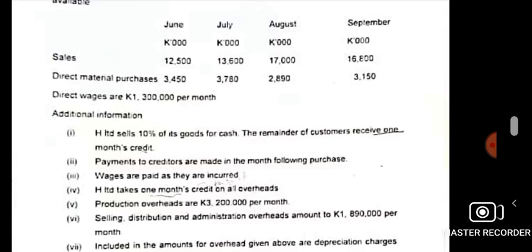So just that language in your cash budgets. So these 3,450 in June under material purchases will be shown when? It will be shown in July. And the sequence will be just like that. Even the July figure of 3,780 will be shown where? In August. That sequence will go like that. August, the 2,890 will be shown when? In September. Unfortunately, September one will not be shown.